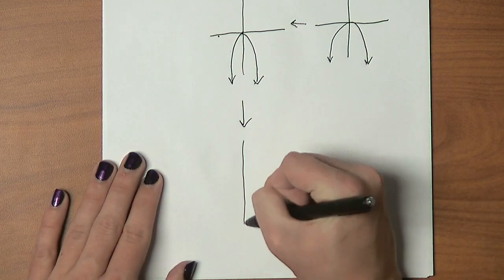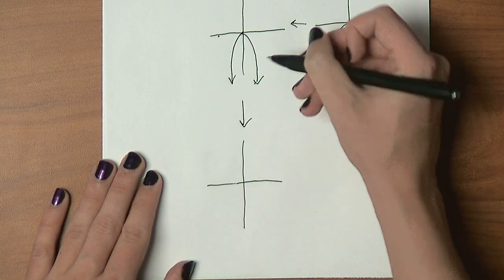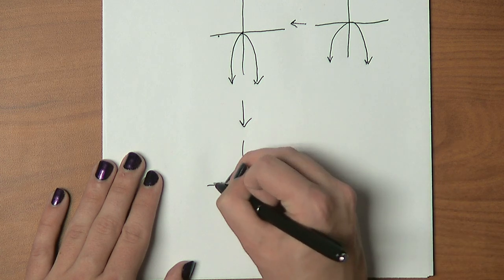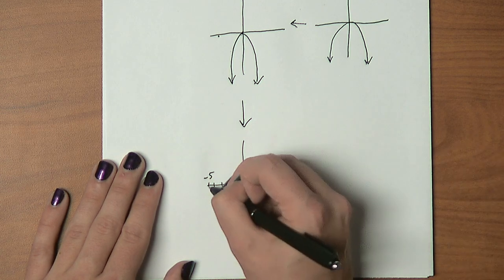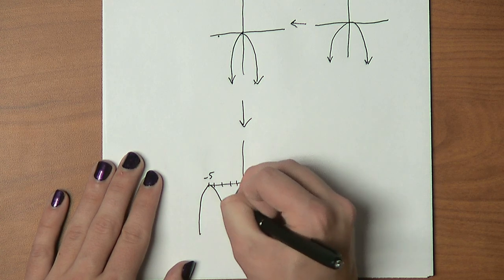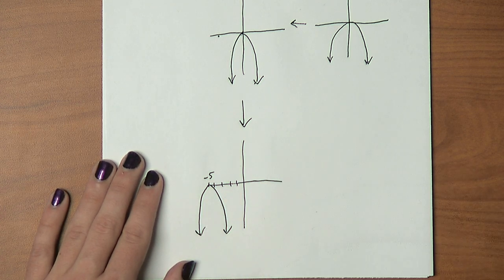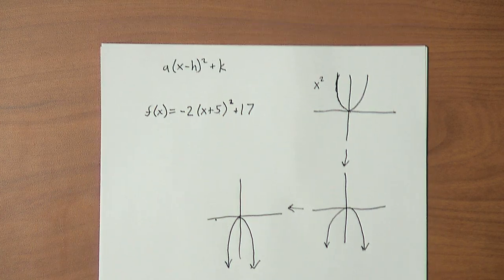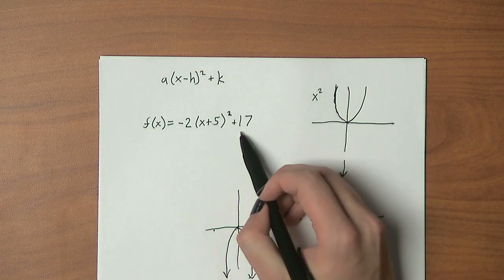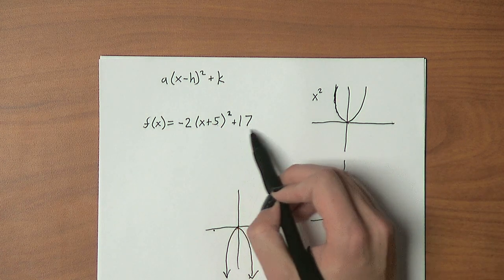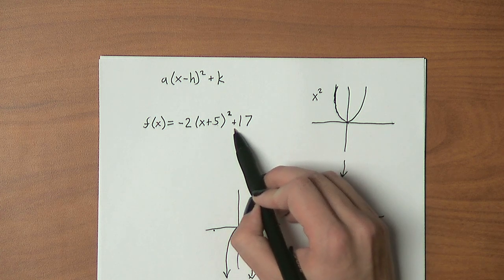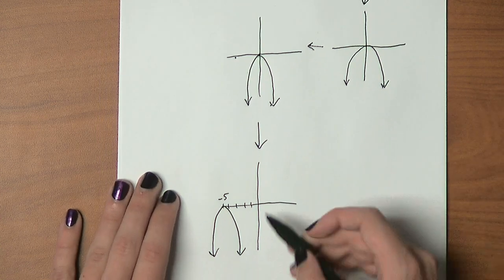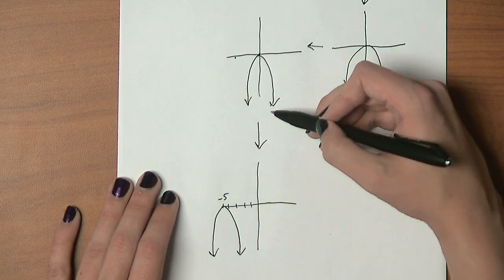So I'm going to take this graph from up here, and I'm going to shift it over 1, 2, 3, 4, 5 to negative 5 and redraw it there. Now our last thing is this 17 is going to be our y coordinate. And this one we're just going to take whatever number is here. So we have positive 17, and so I'm going to move it up to positive 17.